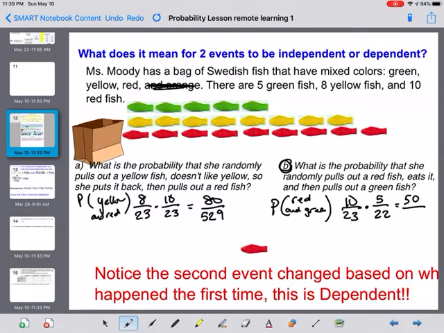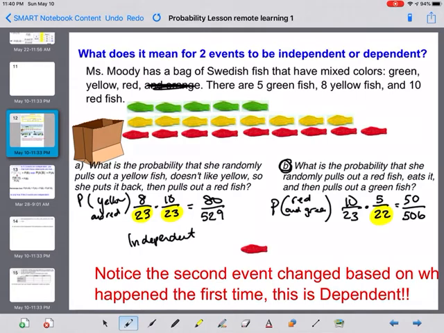So we would multiply this and we would get 50 over 506. Did what happened the first time affect the second time? It did, because notice that what it was out of changed. That's like conditional probability. Okay? So our denominator changes. In this case, it didn't change.